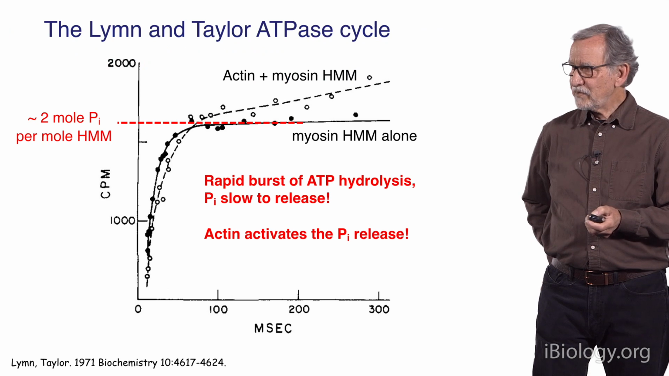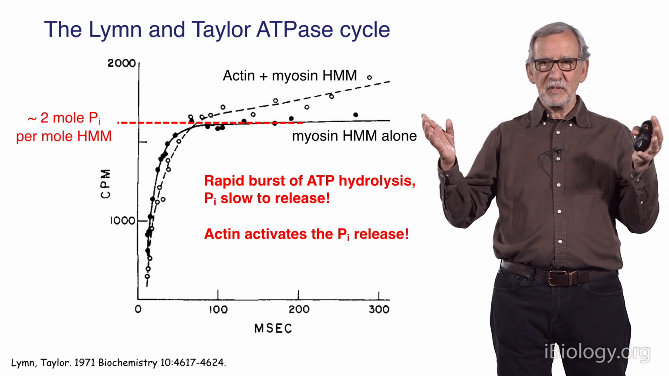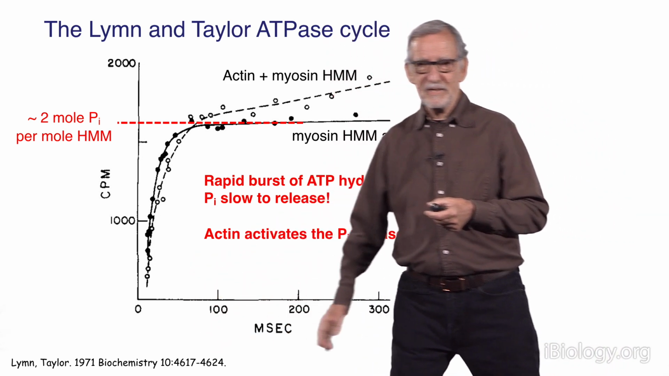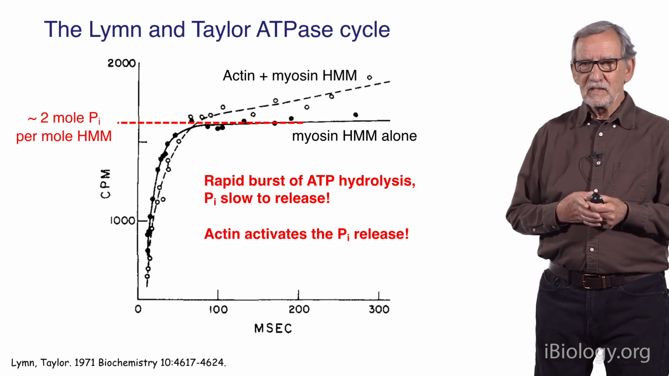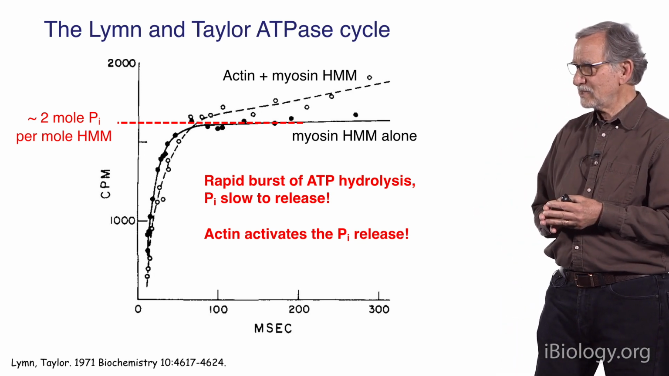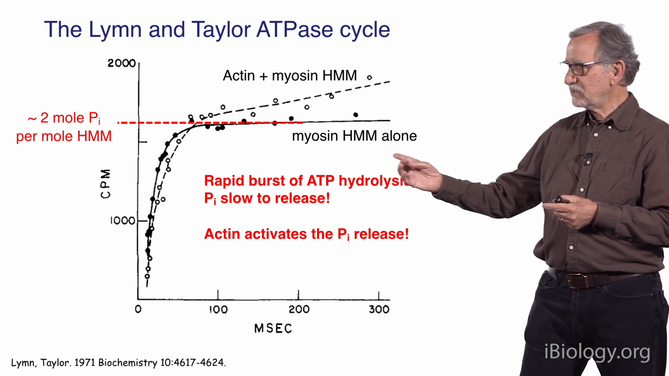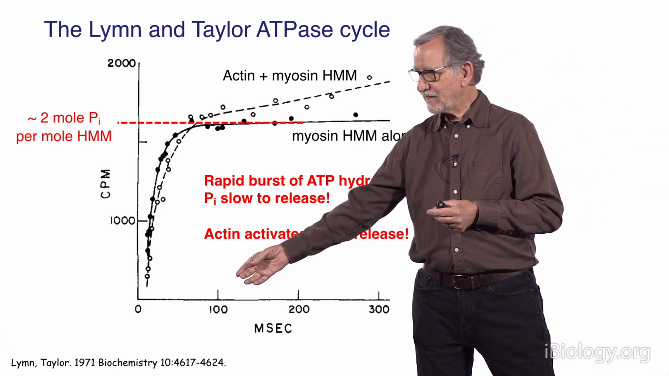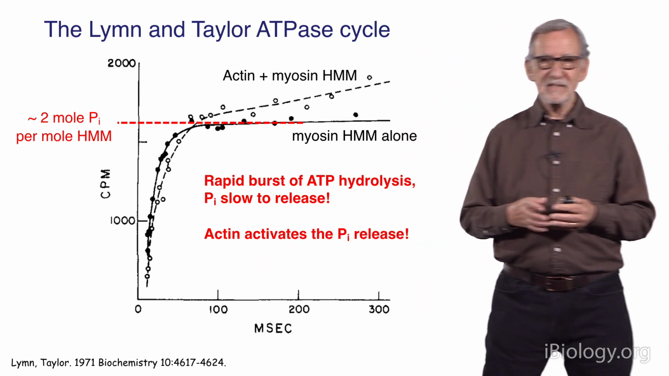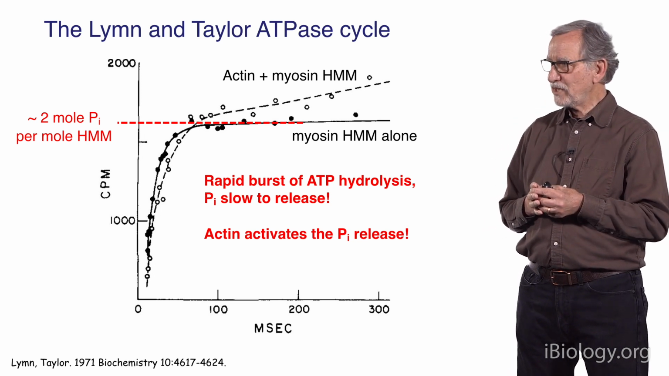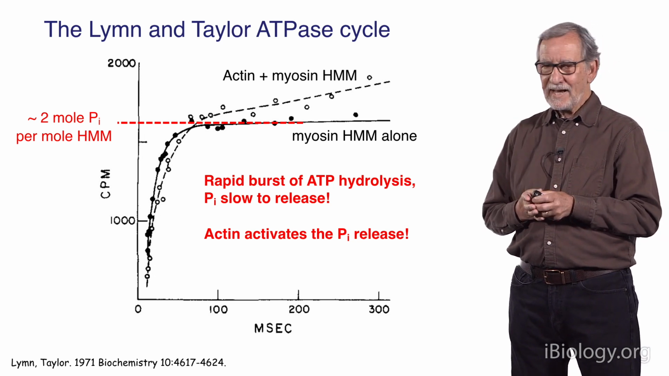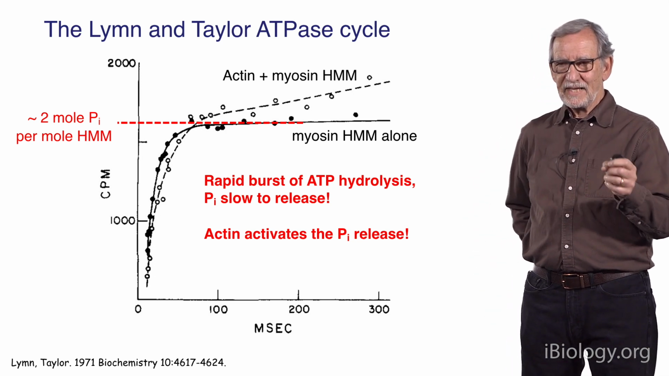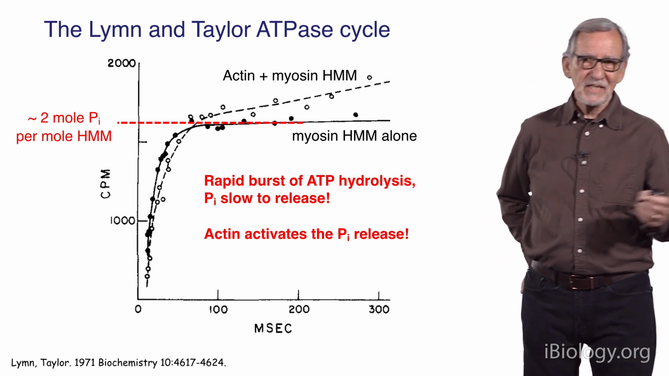Now, a very famous and critically important experiment was done in 1971 by Lymn and Taylor, who were consummate biochemists, and were using the relatively new technology of being able to look at millisecond time resolution at events in biochemical reactions. And they used this to look at how fast myosin hydrolyzes its bound ATP to ADP and phosphate. And they got a very striking result.